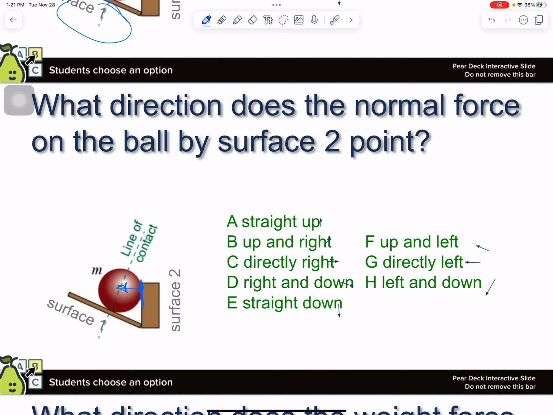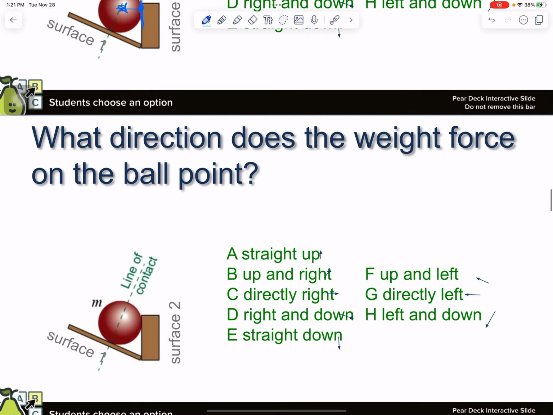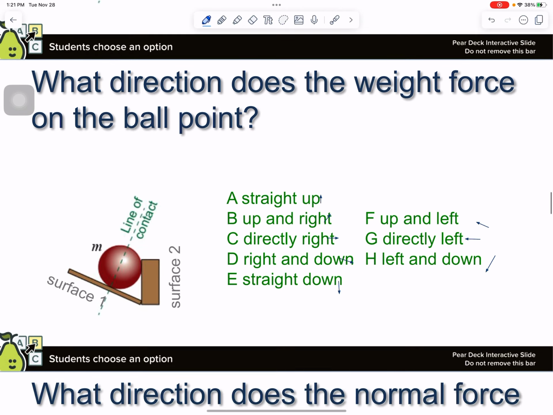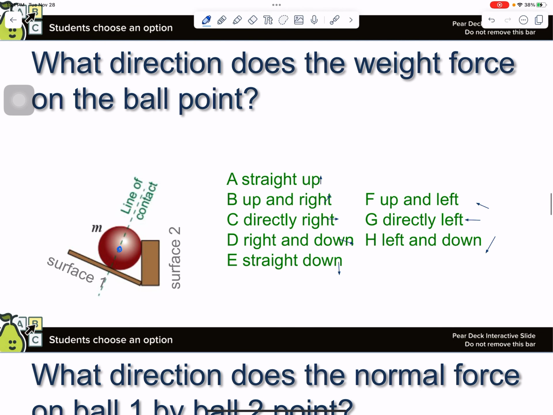Perpendicular to that surface is going to be directly left. So the answer is G. What direction does the weight force on the ball point? Weight force acts in the middle, always goes straight down. So the answer is E.